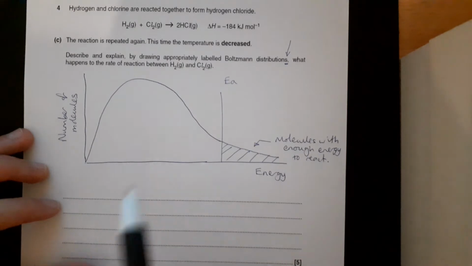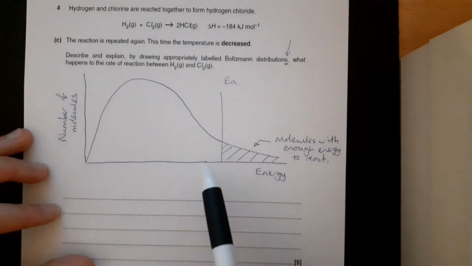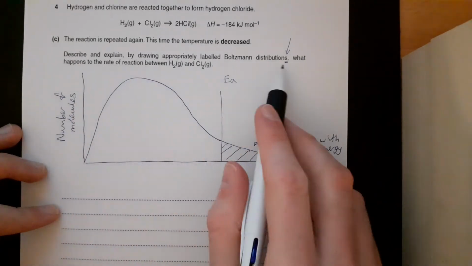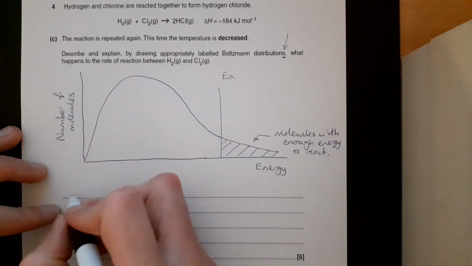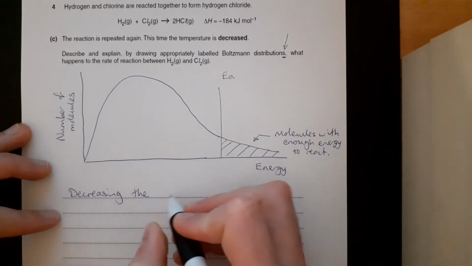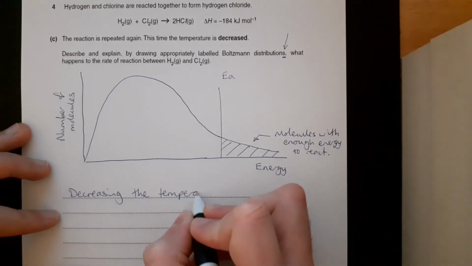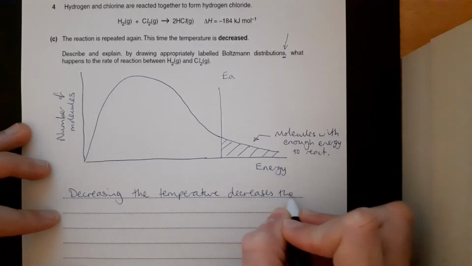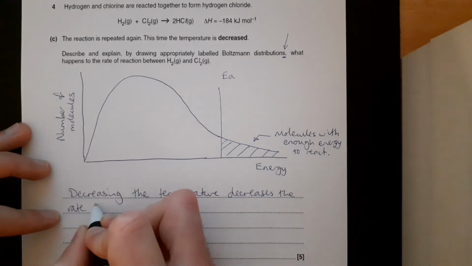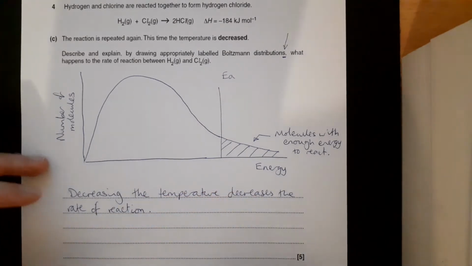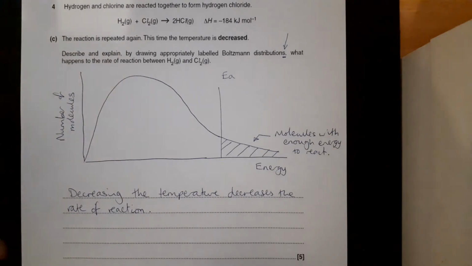Okay, then let's do a bit of writing, and then we'll show what we're going to talk about on the graph. So we're saying the temperature is decreased. So describe and explain what happens to the rate of reaction. Okay, well, we know, don't we? Decreasing the temperature is going to decrease the rate of reaction. Because if we decrease the temperature, the particles are going to have less energy.